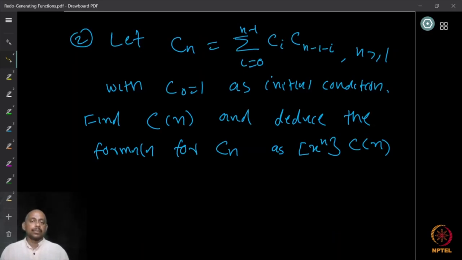The second question asks you to solve the recurrence relation Cn is equal to the summation i equal to 0 to n minus 1 of Ci times C(n minus 1 minus i), where n is at least 1, with C0 equal to 1 as the initial condition. So find C(x) and then deduce the formula for Cn as the coefficient of x raised to n in C(x). So this is what you should do.